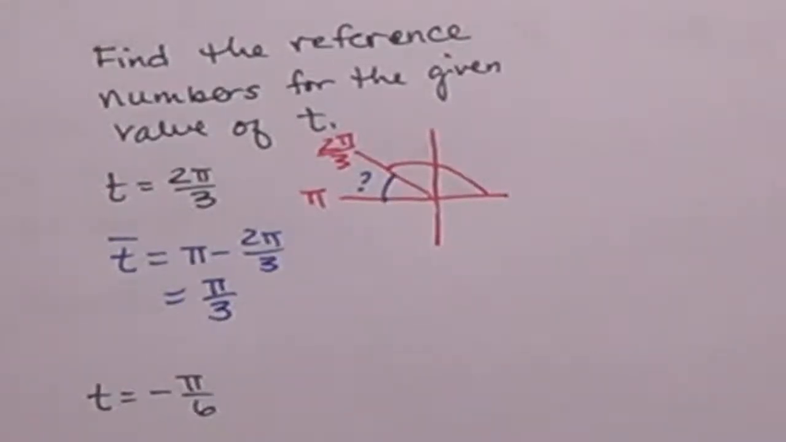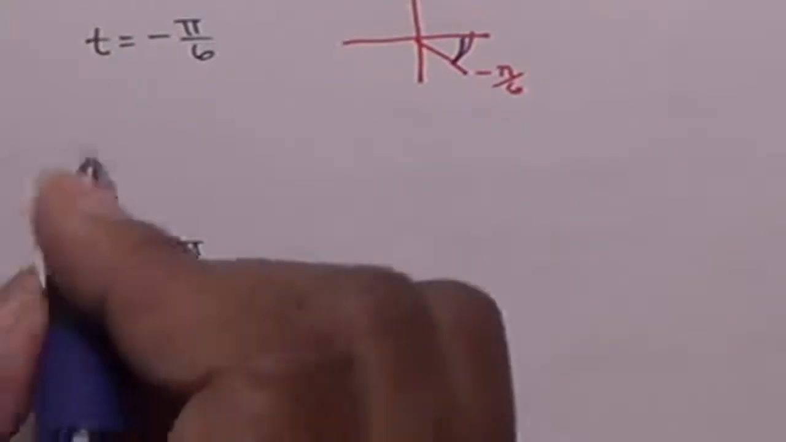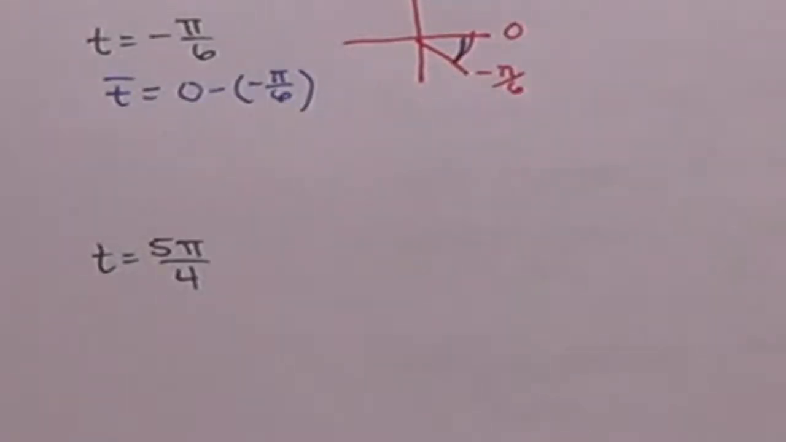For t equals negative pi over 6, we want to do the same thing. Negative pi over 6 is going to be in the fourth quadrant. It's that negative angle. To find the reference, again we're looking for the distance between that and the x-axis. In this case, we're starting at 0 and subtracting the negative pi over 6, and that will give us the distance. So our reference number is pi over 6. Notice that the reference numbers are distances, so they always turn out to be positive values.